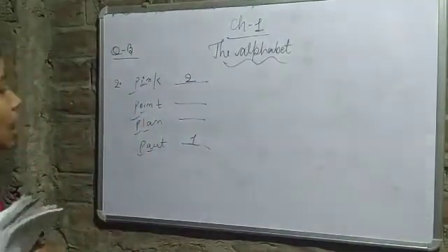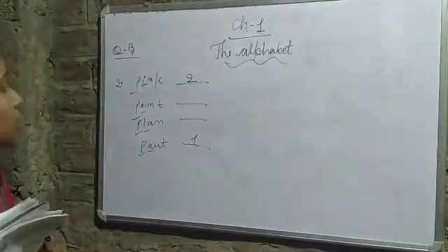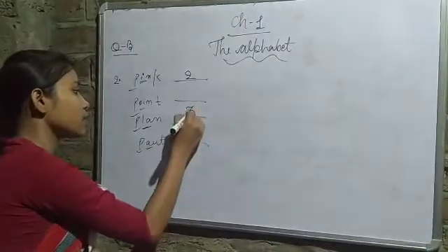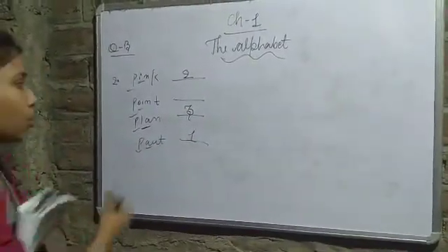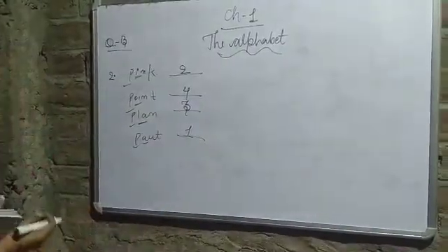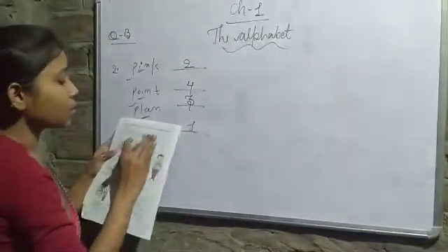Okay. After I: G, H, I, J, K, L. We have the word L here. So we can write 3 here. L, M, N, O. So we can write 4 here. Okay. So just like this, you have to solve the rest of them, 3 and 4 number.